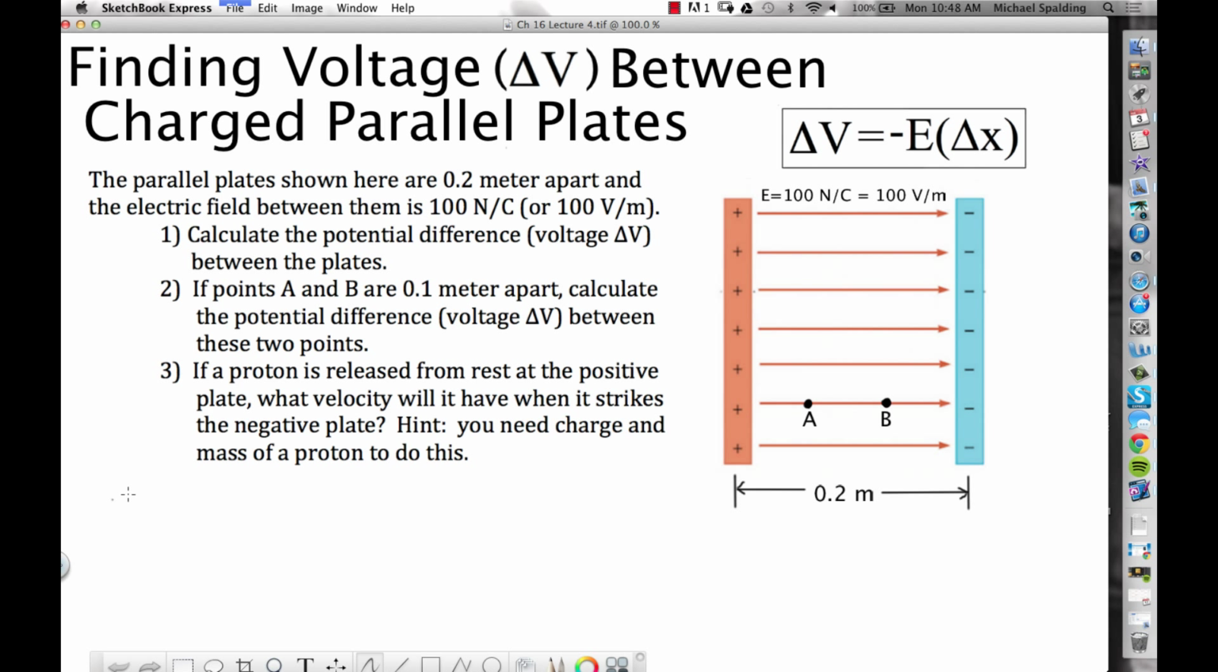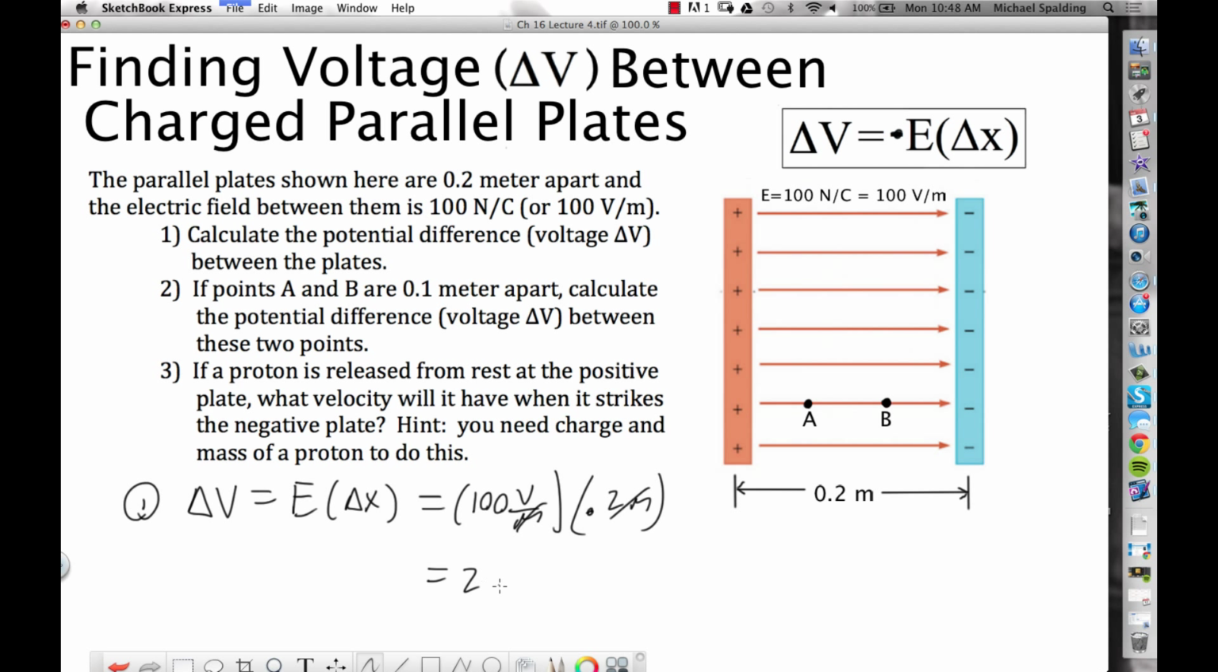All right, so let's go through the solutions. So number 1, we're using this equation. Forget about this negative. As long as you know the positive plate is at higher volts, you're fine. So we're going E times delta X. So the electric field is 100 volts per meter. What distance separates the plates? 0.2. So that gives 20 volts.